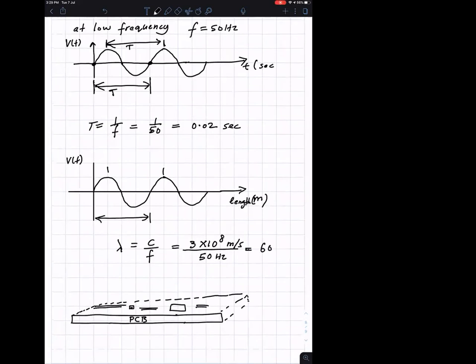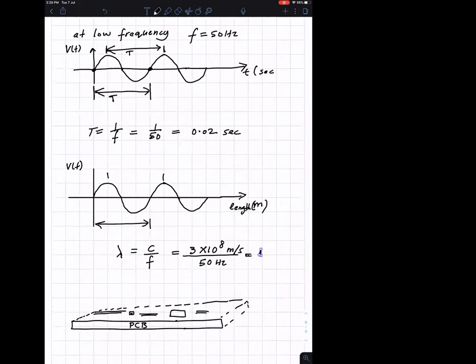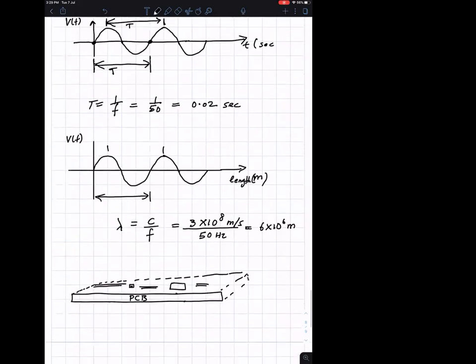6 times 10 to the power of 6 meters. So that is going to be how many kilometers? 6,000, I think so, sir. Okay, thank you.